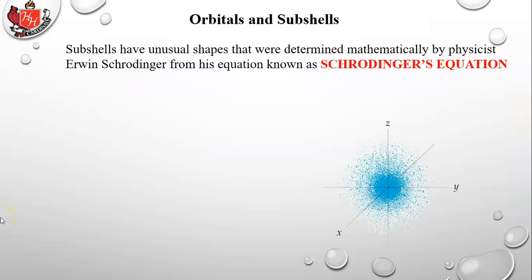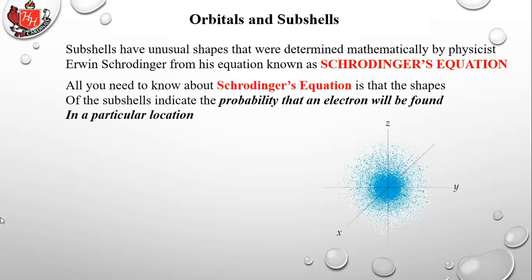Subshells have unusual shapes that were determined mathematically by physicist Erwin Schrödinger from his equation, which is known as Schrödinger's Equation. All you need to know about Schrödinger's equation is that the shapes of the subshells indicate the probability that an electron will be found in a particular location.